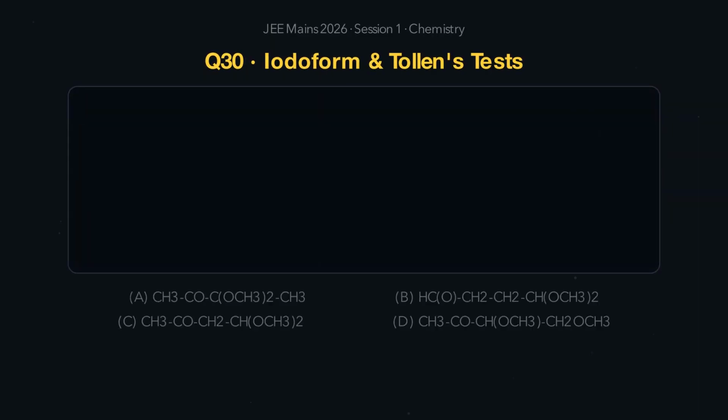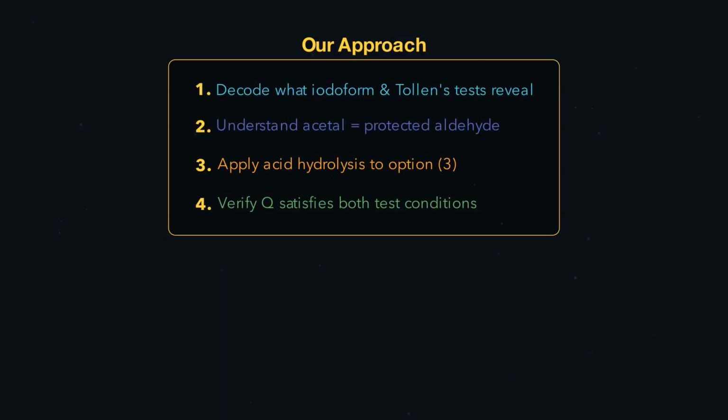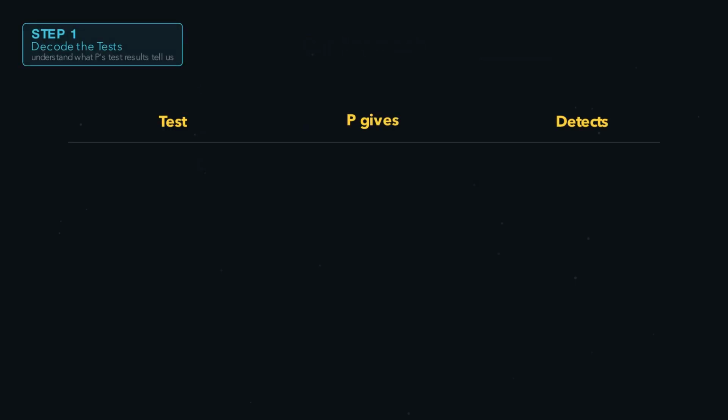Here's a question with a clever trap. Compound P passes the iodoform test, but fails Tollens. Then, acid treatment transforms it into Q, which passes both tests. Something is being hidden in P's structure. Here's our approach. First, we'll decode what each test actually detects. Iodoform is specific to methyl ketones, while Tollens requires a free aldehyde. Then we'll use those constraints to eliminate wrong options. The key move is recognizing that P's aldehyde group is protected as an acetal, which is why Tollens doesn't fire. Finally, we verify that acid hydrolysis unmasks the aldehyde in Q.